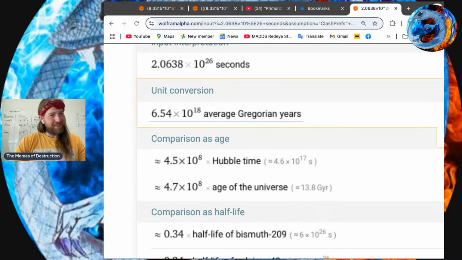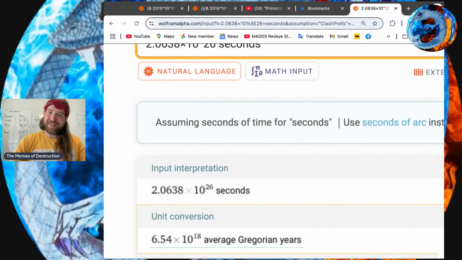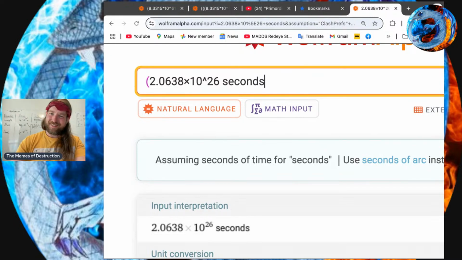All right. So if we used a Gregorian year, our standard year, that's 10 to the 18. So let's just do this. Let's divide it by the age of the universe, as far as we know.